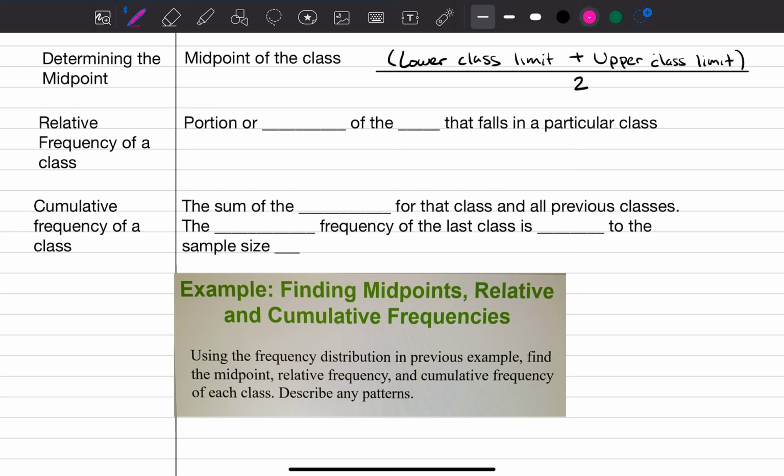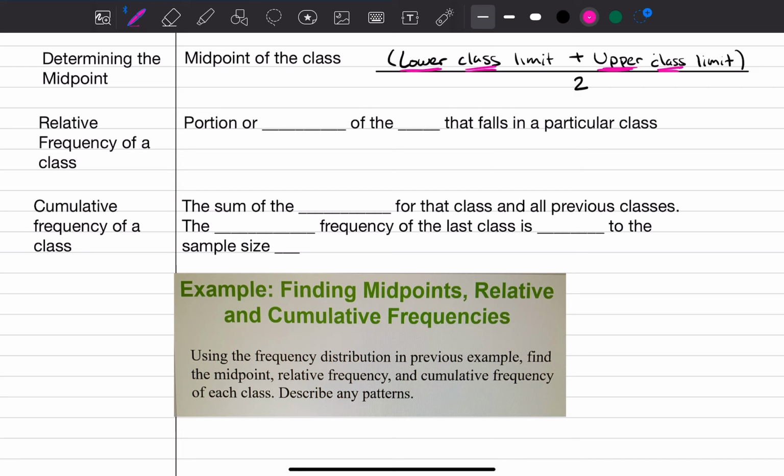Now it's important to realize that the lower and upper class limits come from the same class. Okay, so you're not picking two random ones. Pick a class and then use that class's lower and upper limit, add them together and divide by 2.